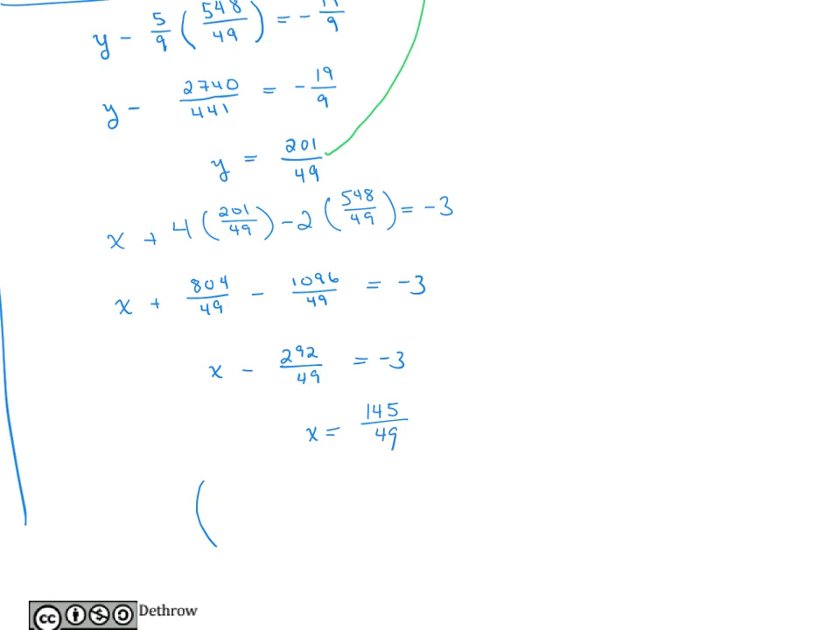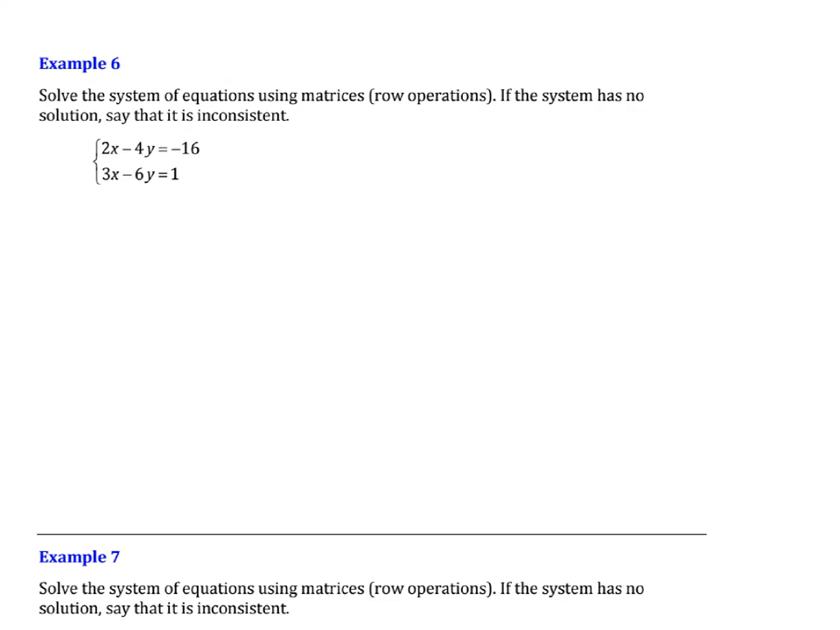So our solution is 145 over 49, comma, 201 over 49, comma, 548 over 49. Always remember that these should be alphabetical. Let's look now at this system. 2, negative 4, negative 16, 3, negative 6, 1. Let's get that first entry to be a 1.